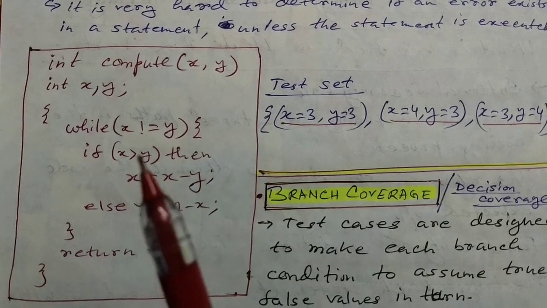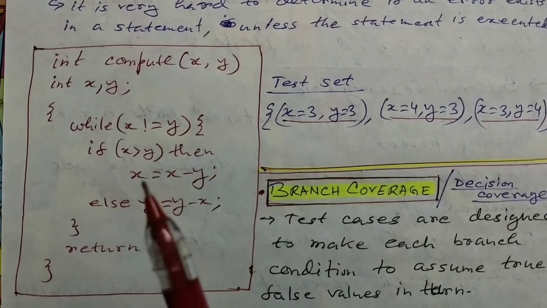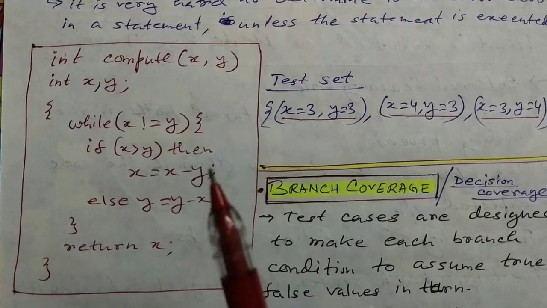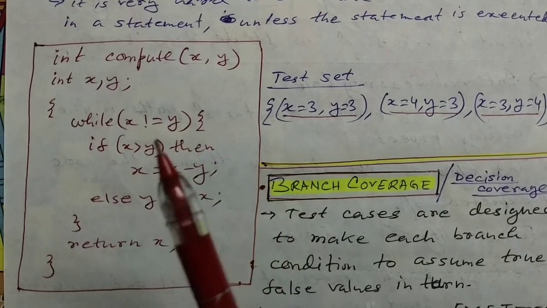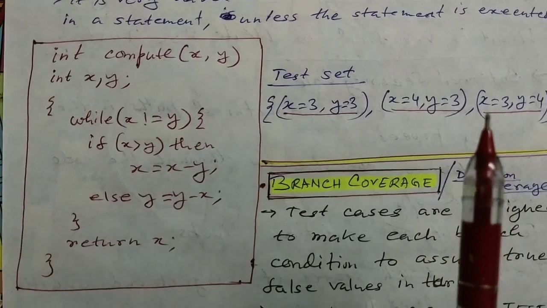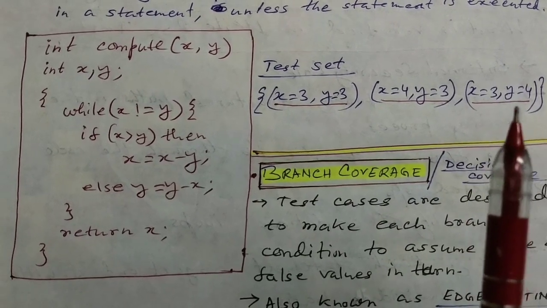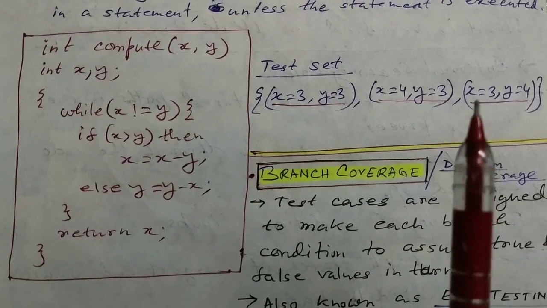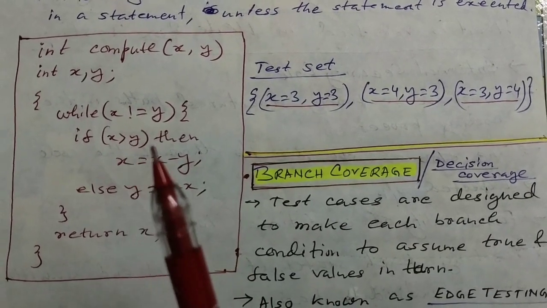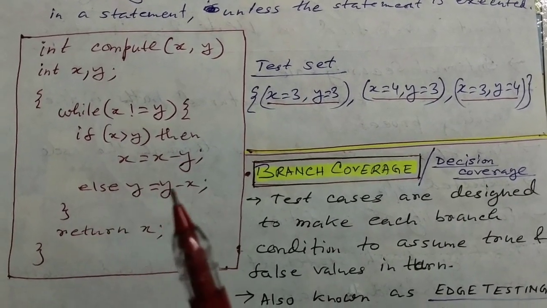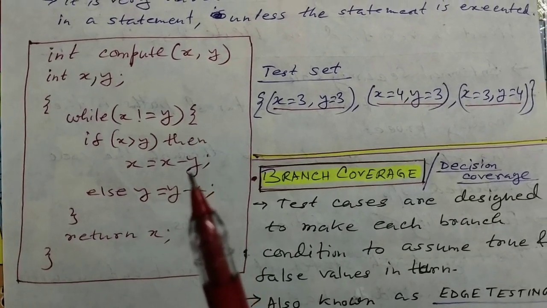So if x greater than y, then we will go to this if statement, x is greater than y, then this x equals x minus y will be executed, this statement. Now if it is not greater than y, let us take another test case, x equals 3 and y equals 4. So the if x greater than y is false, so this else will be executed and y equals y minus x will be executed, right?